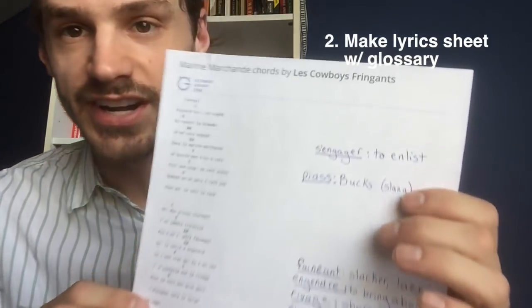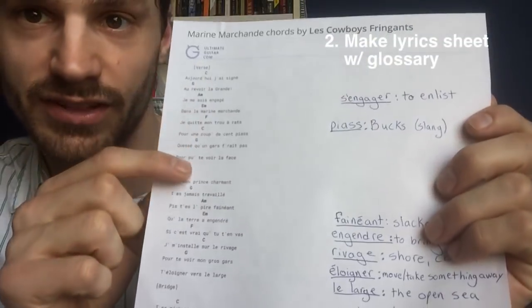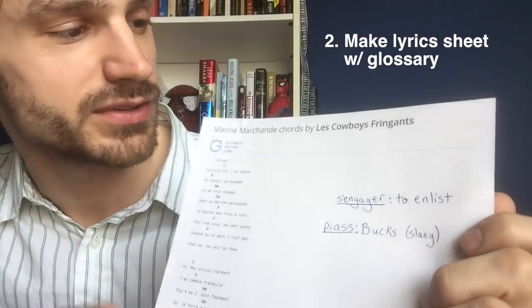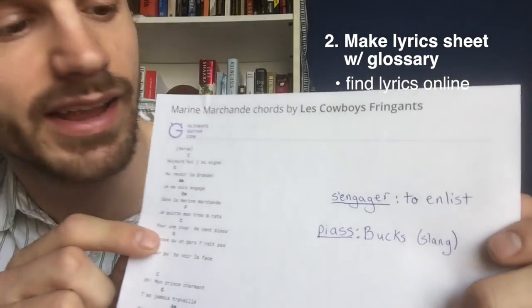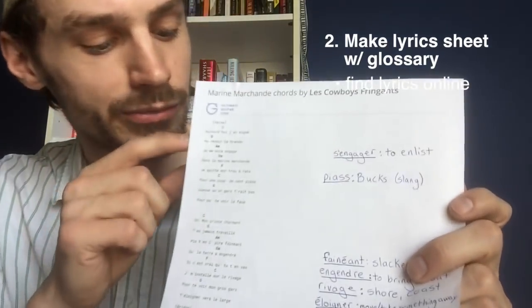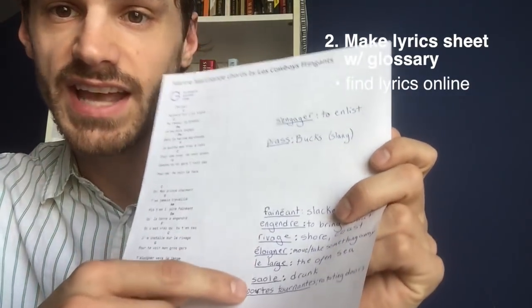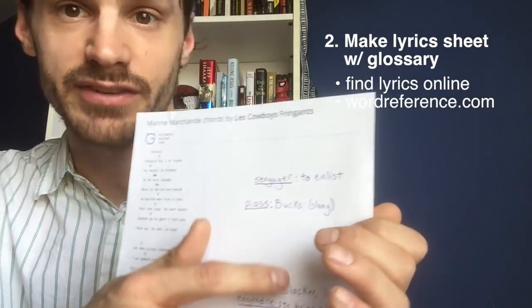My next tip is to print off a physical lyrics sheet with a glossary on the side. And that's exactly what I did here. You see, I have the lyrics printed off, and I just found the lyrics to this song on ultimateguitar.com. After I printed it off, I just went through and read the whole song, and I found a bunch of words that I was not familiar with. So I wrote those words over here on the side, and then when I finished that, I went on to wordreference.com and I looked up the definitions.